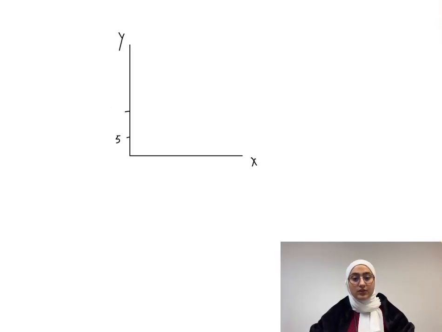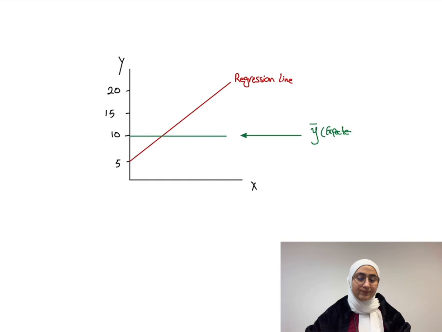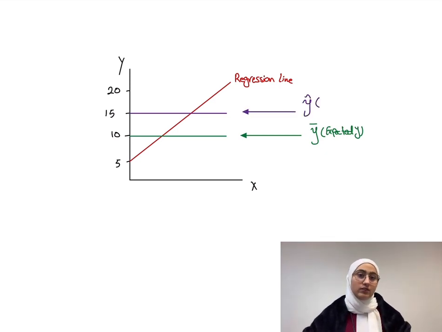As we can see in the video, we have estimated some values for y, which are 5, 10, 15, and 20. From 5, we have drawn a line, which is called the regression line. And then from the 10, we have drawn a horizontal line, which is called the y bar or the expected y. From 15, we have drawn another horizontal line which is above the y bar, and we call it the y hat or the predicted y.